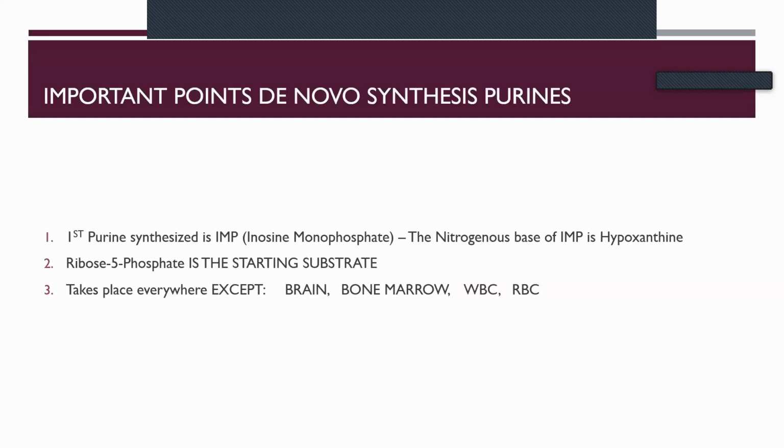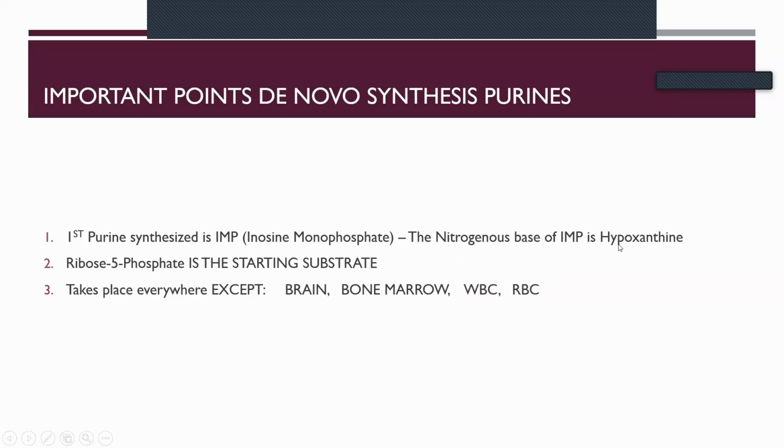So when we talk about de novo synthesis, there are 3 points which you have to remember, and then I'm going to show you how de novo synthesis happens. The first point is that the first purine synthesized is inosine monophosphate. In de novo synthesis, the first purine synthesized is IMP, inosine monophosphate, and its nitrogenous base is hypoxanthine.